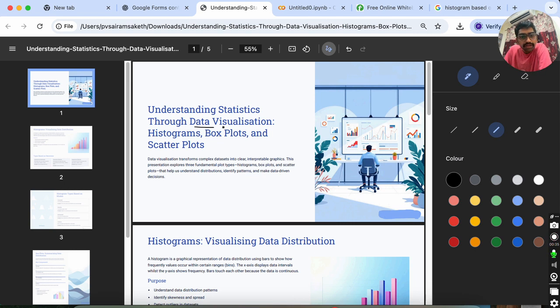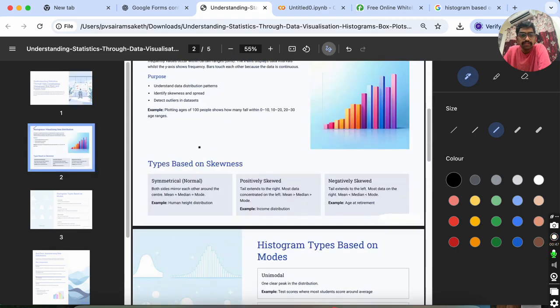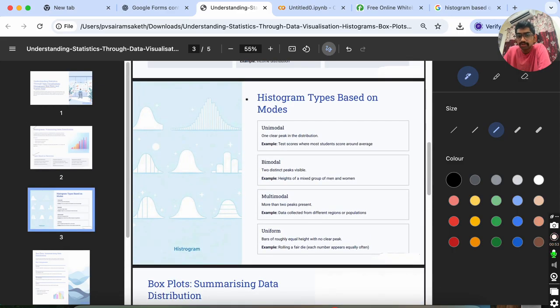So in data visualization, for now we're going to focus on three important plots: histograms, box plots, and scatter plot. And today we are going to study three concepts. What is the histogram? We will study the types of histogram based upon the skewness, and then we will study the histograms based upon the modes. So let's go and study the concept of histogram.